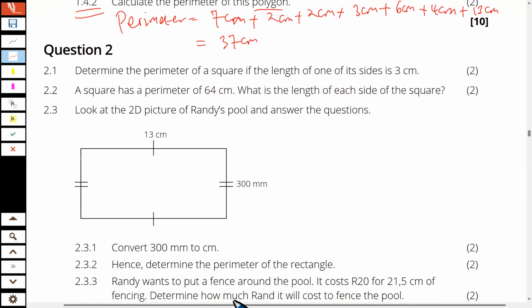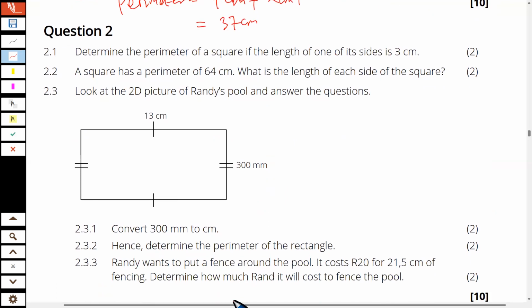The next question is about more shapes, and we're looking at question 2 in a series of our worksheets where we are practicing more mathematics. Right, in question 2, we want to determine the perimeter of a square if the length of one of its sides is 3 centimeters. So what is the perimeter of the square there in 2.1?